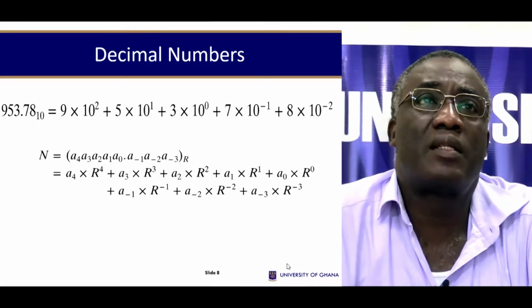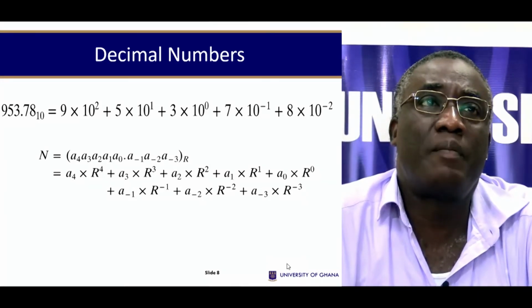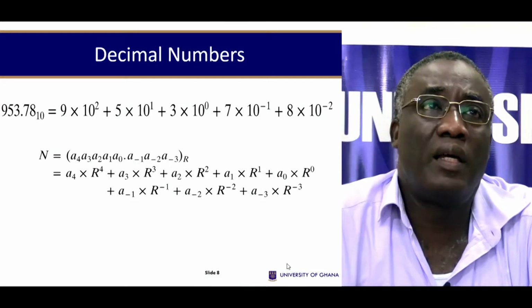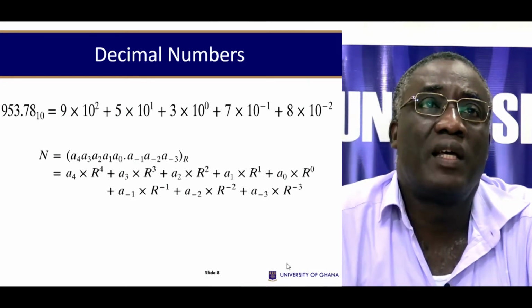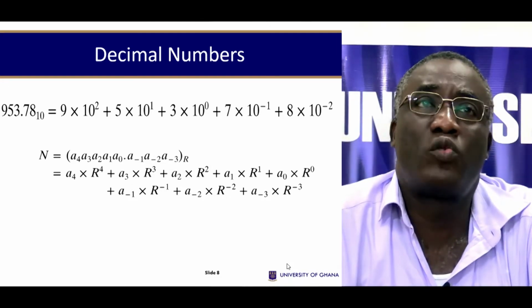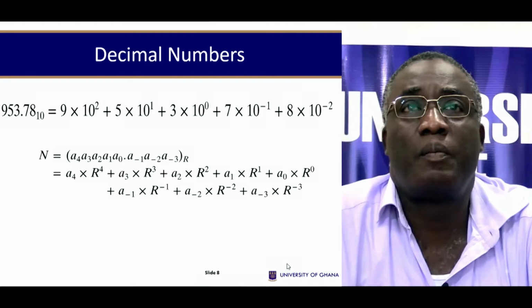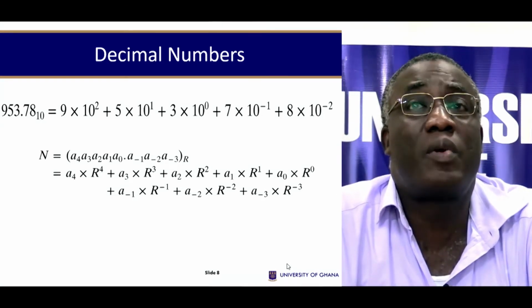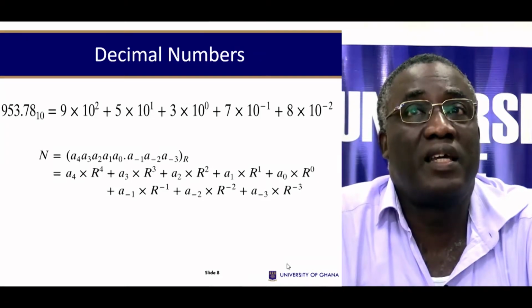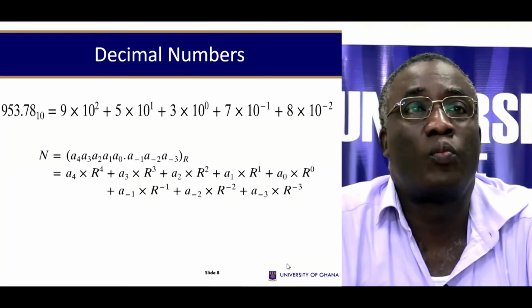What it means is that we can actually represent a number like 953.78 as 9 times 10 to the power of 2 plus 5 times 10 to the power of 1 plus 3 times 10 to the power of 0 plus 7 times 10 to the power of minus 1 plus 8 times 10 to the power of minus 2.